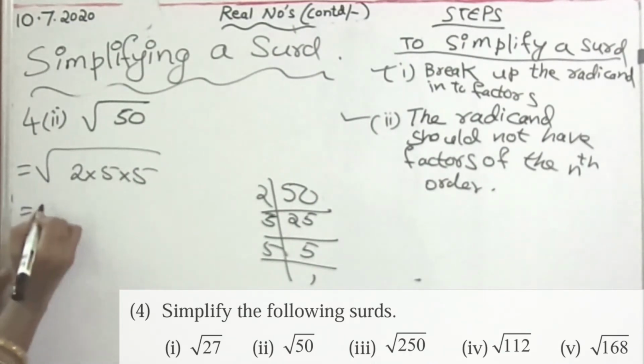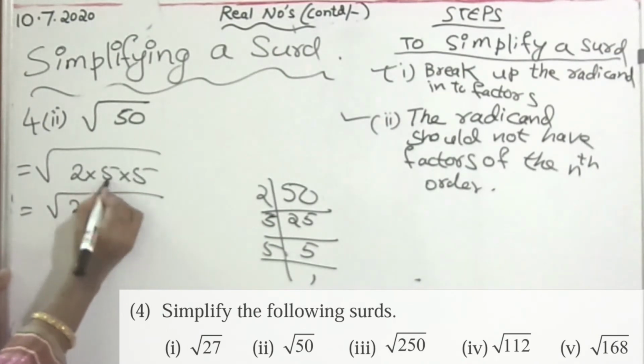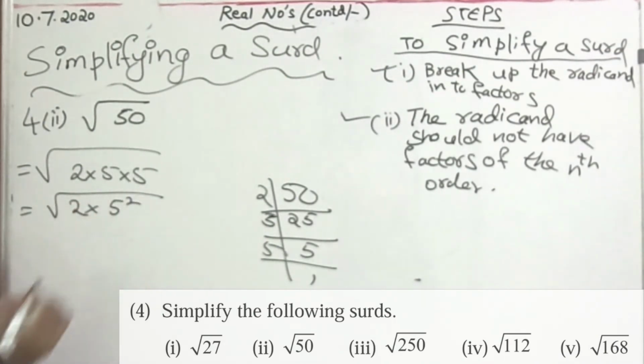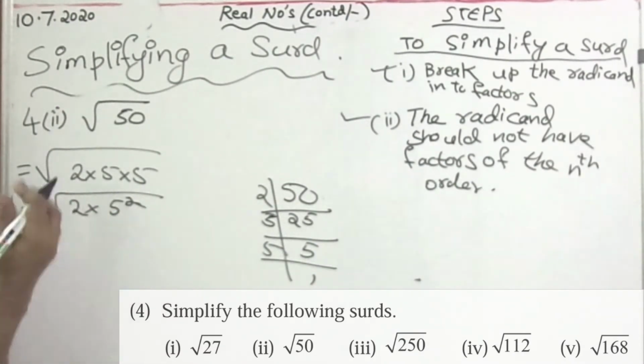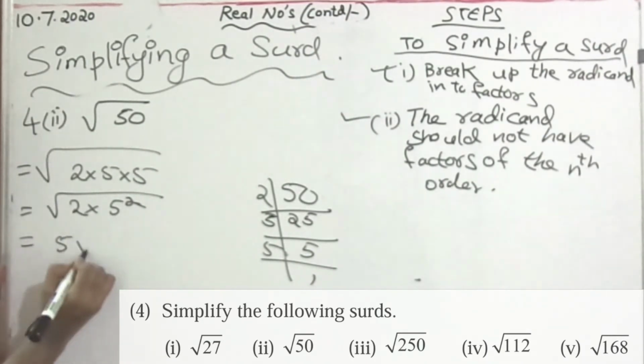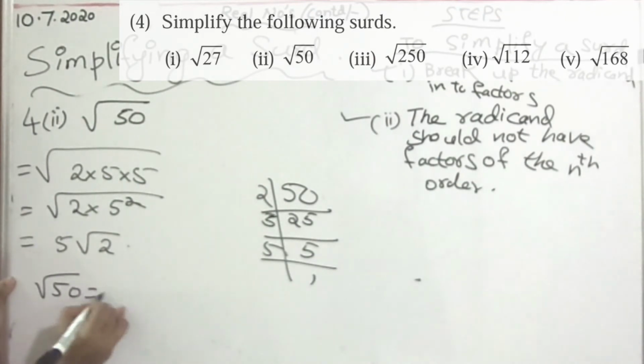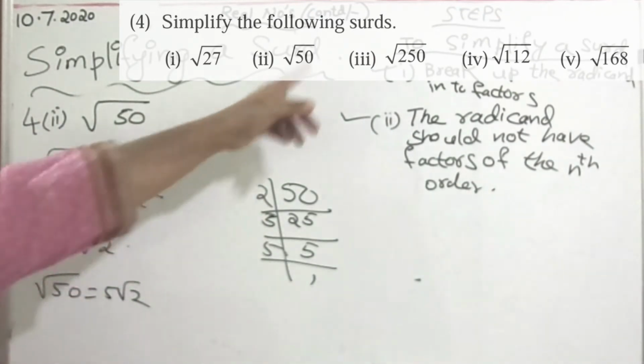What is the order? 2. So we can see here 5 has power 2. That we can remove out. When the root and the power are the same, it gets neutralized and it comes outside. So you get 5 root 2. So now this is simplified. Root 50 is equal to 5 root 2. So we have done both the conditions.